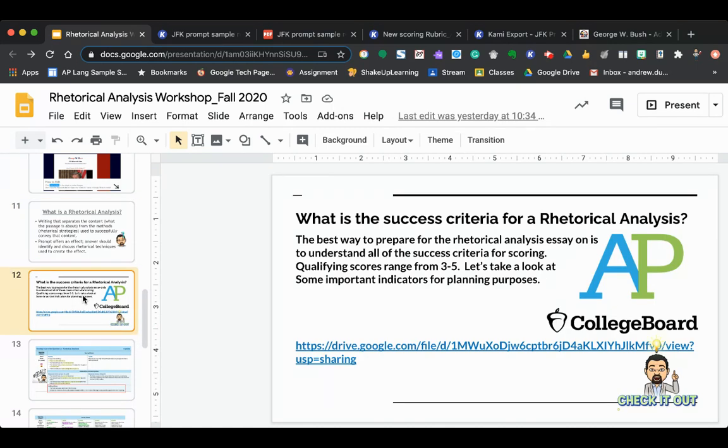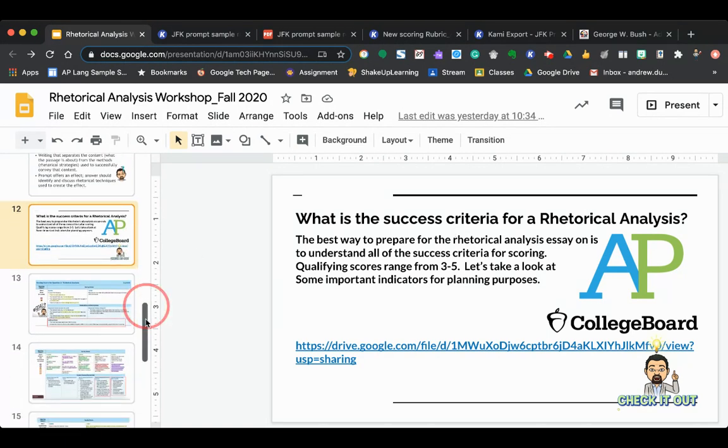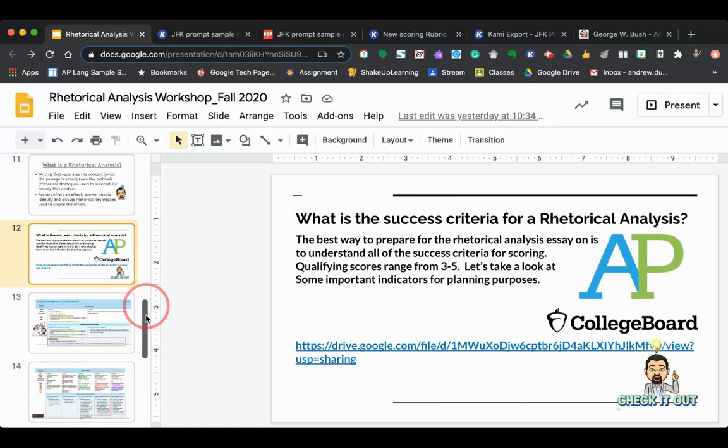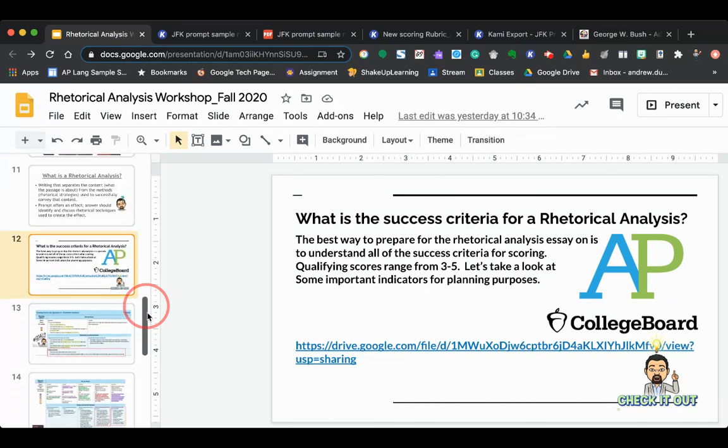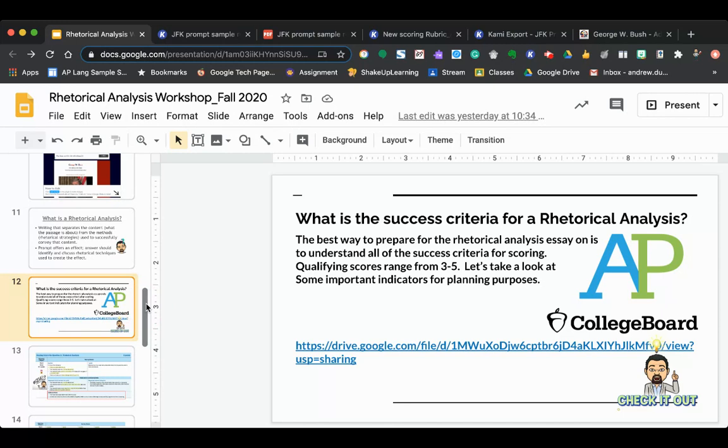So I've included a link here. I've shared this. This is your AP writing rubric for rhetorical analysis. These rubrics are listed, I think, under your classroom resources or your classroom text sets for AP in Google Classroom, but I want to stop here, and I'm going to record another video that walks you through this rubric.